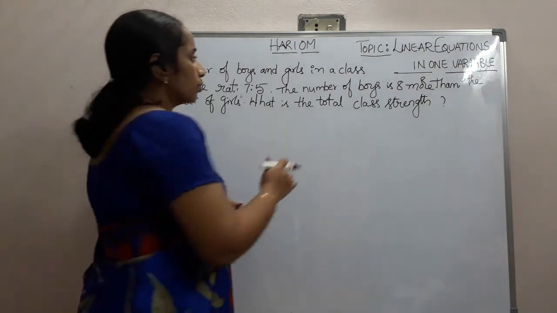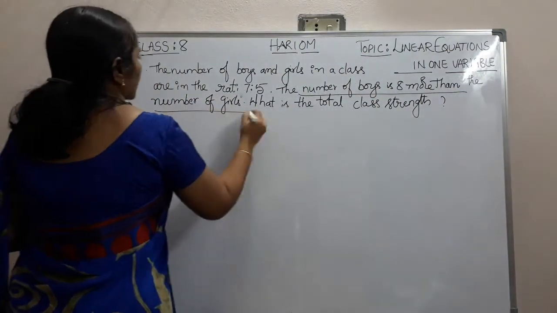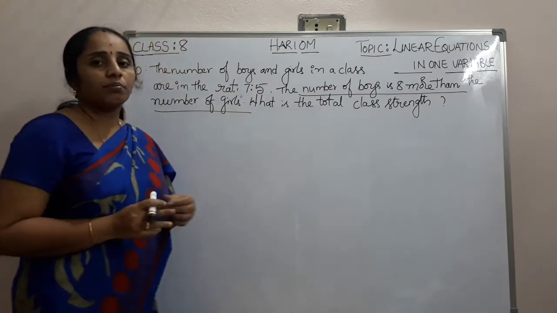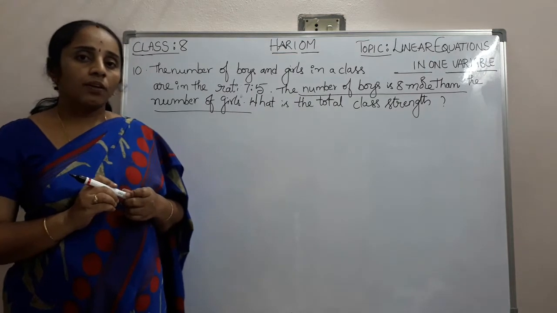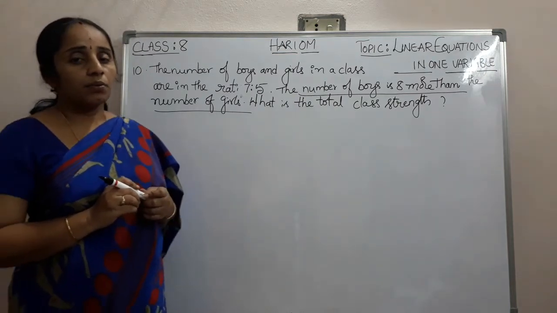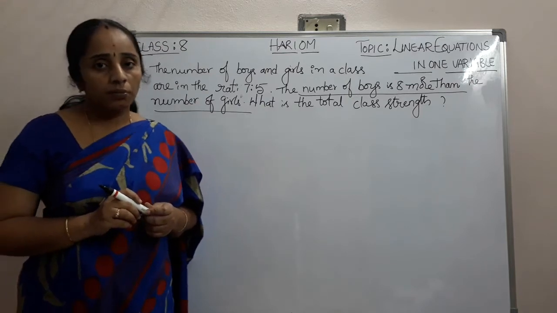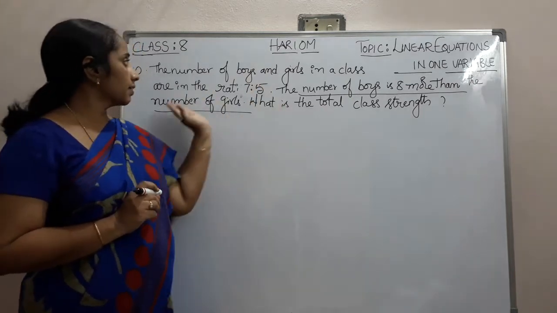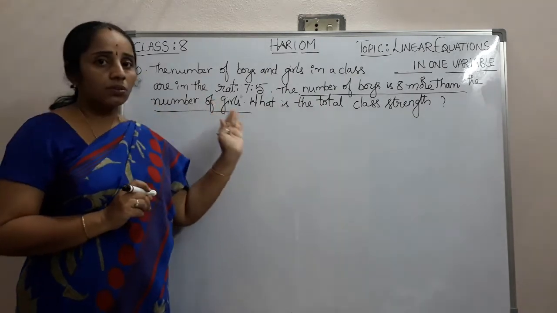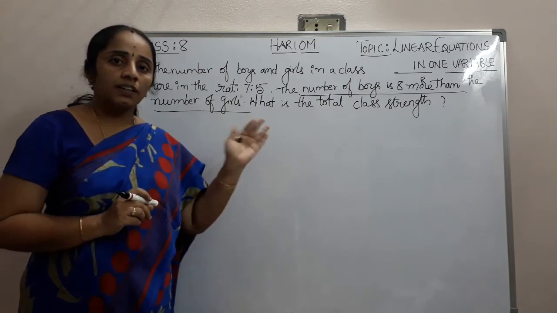Here this is the most important point in this problem. The number of boys is related with the number of girls. What they said? Boys is 8 more than girls, they said. Do you know the number of girls? Here in this problem they have not given any sentence. No. So assume that number of girls be x.